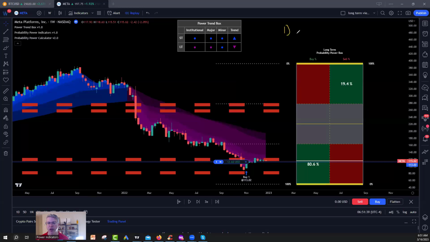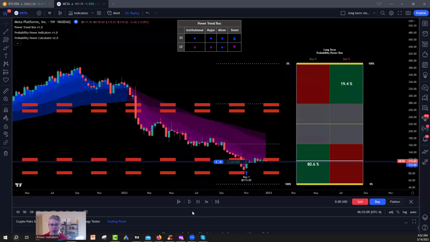Number 1, trend and volume. 2, probability, you know, calculator and statistics in real time. 3, support and resistance with the institutional zone here. We have majors and minors if you do day trade that you can have. And 4, what? The cloud. Change of colors from the cloud here for the long term, right?